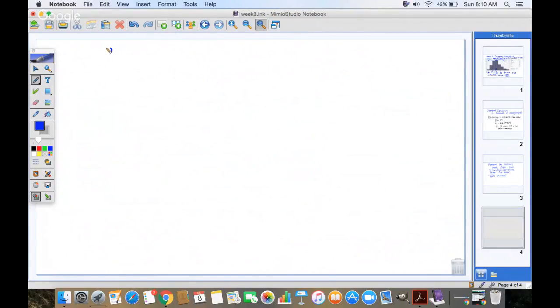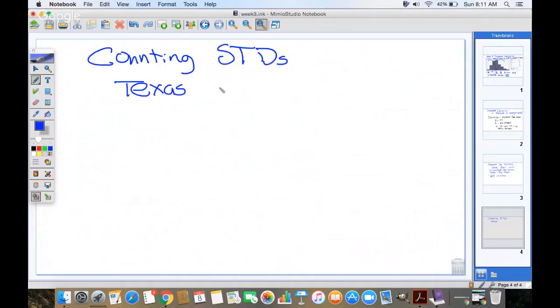So what we're going to do next is count standard deviations. With Texas, its percent was, I believe, 16.6. And if I want to find its deviation, we take the value and subtract the mean. So for Texas, that's 16.6 minus 7.9, which is going to lead to what?